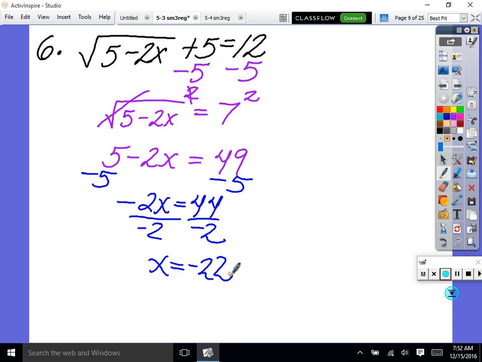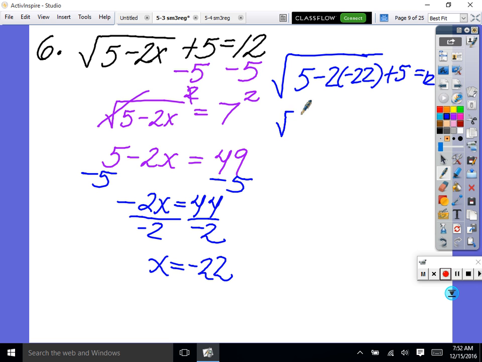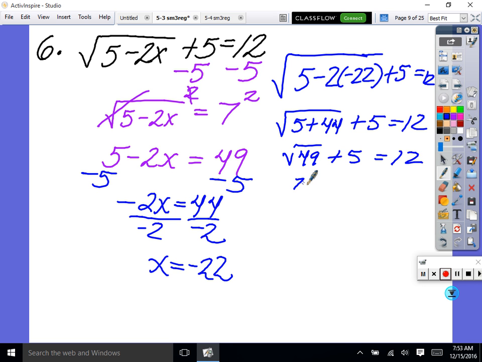So then we would check it by plugging it back in up here. We have the square root of 5 minus 2 times negative 22, plus 5 outside, equals 12. So we have the square root of 5 plus 2 times negative 22. Negative 2 times negative 22 is positive 44, right? Plus 5 equals 12. So that's square root of 49 plus 5 equals 12. So that's 7 plus 5 equals 12.